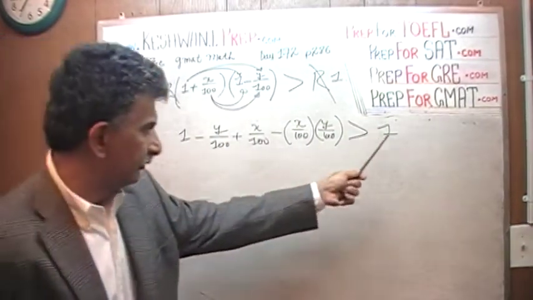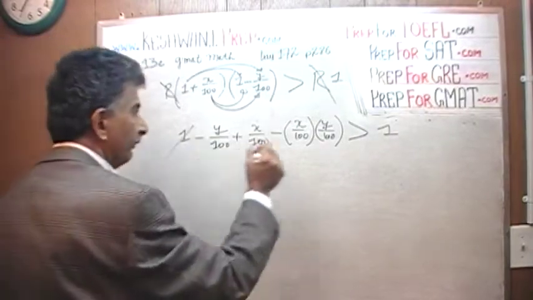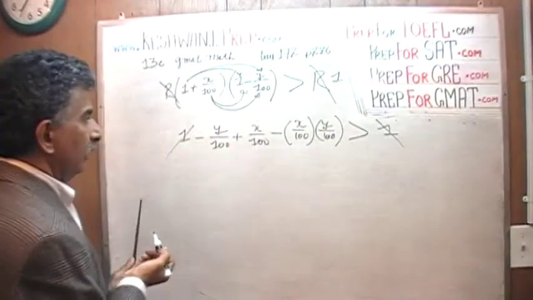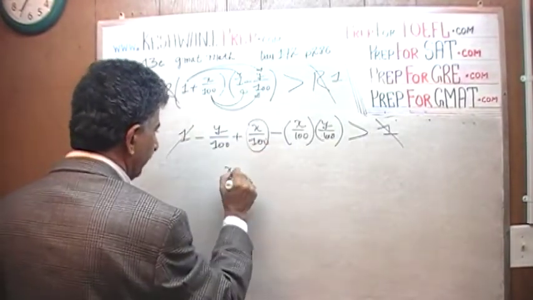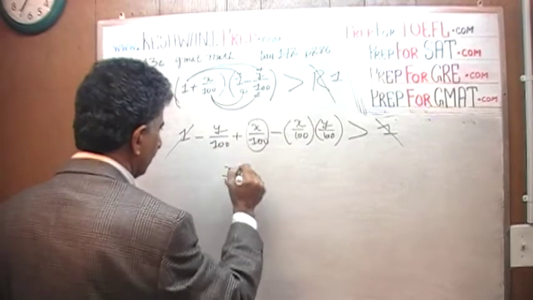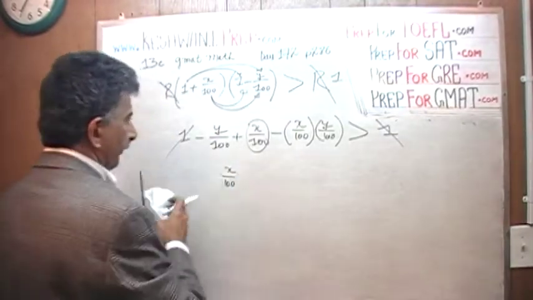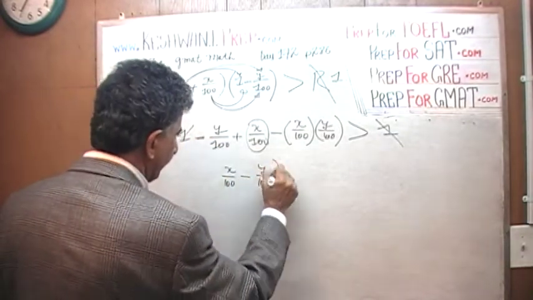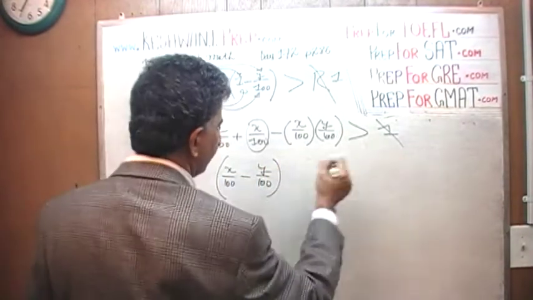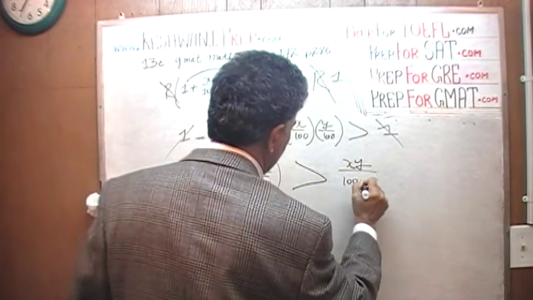Again, 1 appears on both sides of the inequality. We can subtract 1 from both sides. So this one drops out and that one drops out. Let's bring this quantity to the other side. So we end up with x over 100 minus y over 100. And let's bring this thing to the other side, and we end up with x times y over 100 times 100.